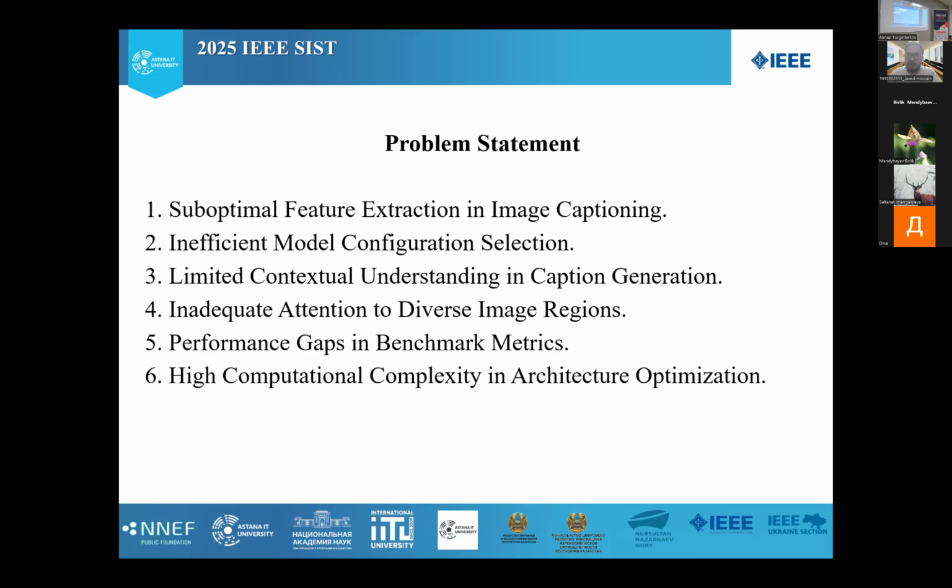This is challenging for the image captioning task. But recent works sometimes struggle to find optimal features from images. That's why I have mentioned here: inefficient model configuration selection and also limited contextual understanding in caption generation. Contextual here means that our caption uses NLP techniques, some lemmatization, stemming, and bag of words. Lots of techniques I have applied to create the caption. And inadequate attention to diverse image regions, performance gaps in benchmark metrics, and high computation complexity in architecture optimization.